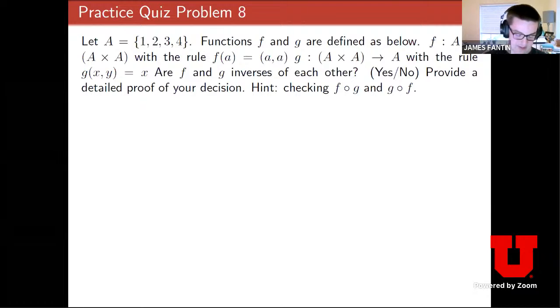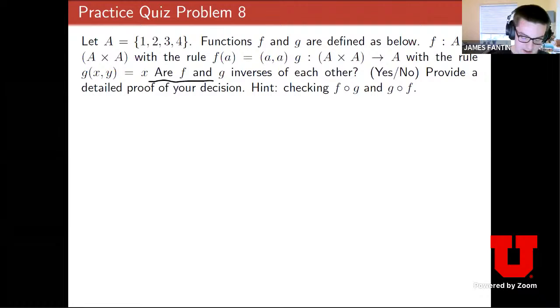Okay, so this problem, we've got this set A from 1, 2, 3, and 4. And then we've got functions f and g, where f is mapping from A to A cross A, with the rule that f of a is equal to a comma a. And then we've got the function g from the cross product of A and A just to the set A, with the rule that g of x comma y is just x. We just take the first element of the tuple. We need to prove whether they are inverses of each other. So let's figure this out first.